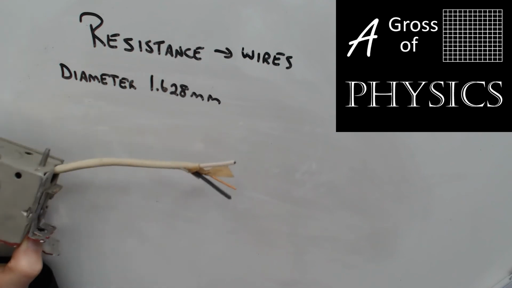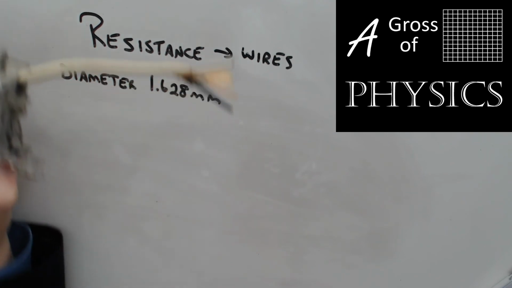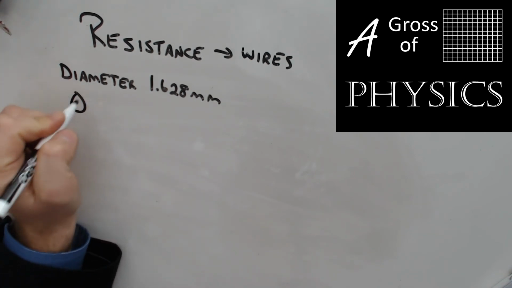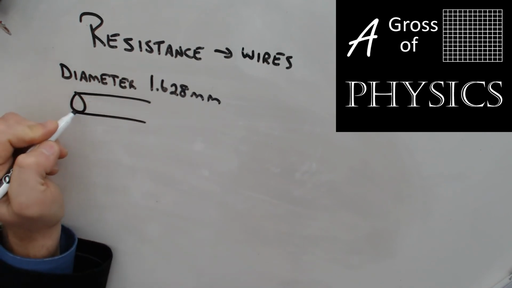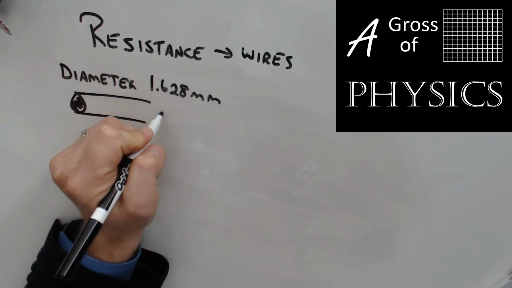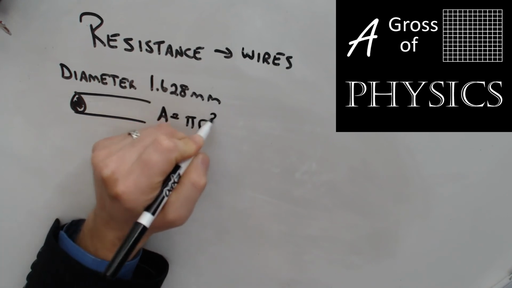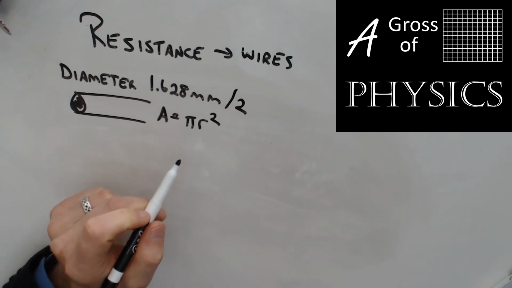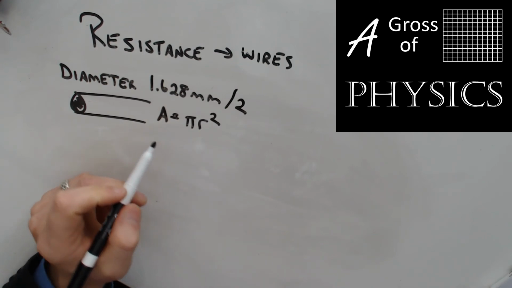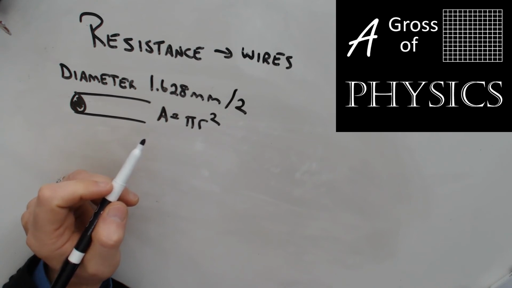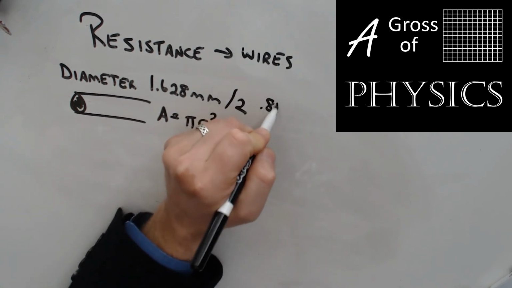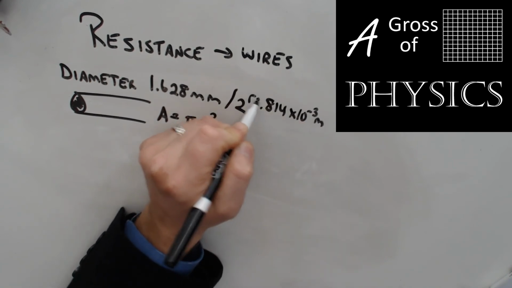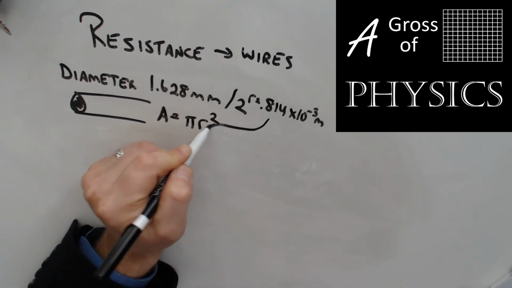But what I had to do is I had to look up the diameter of a 14 gauge wire, and it said it was 1.628 millimeters, and that's the diameter. Now, like a standard wire, it's cylindrical, so the cross section is going to be a circle, so the area is pi r squared. So I'm going to have to divide the diameter by 2 and then convert to meters and then square it. So 1.628 divided by 2 is 0.814 times 10 to the negative 3 meters, and that's going to be the radius.